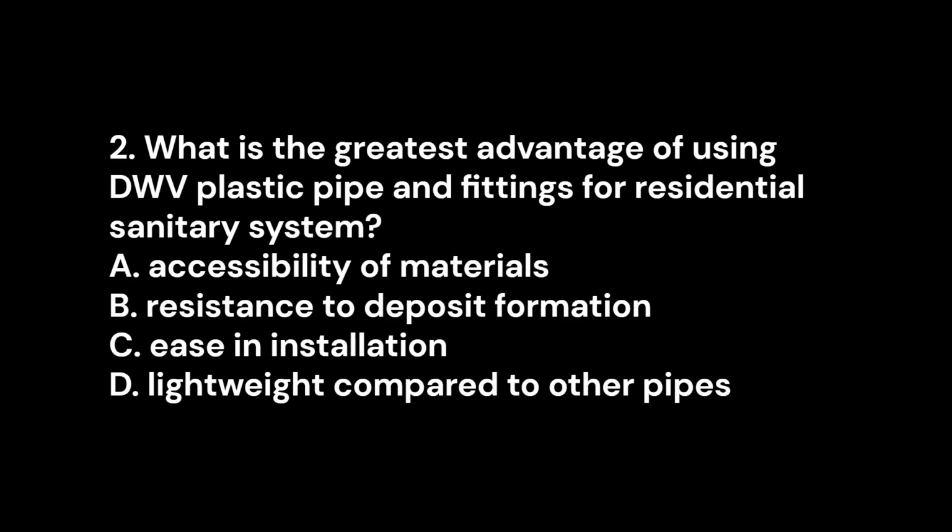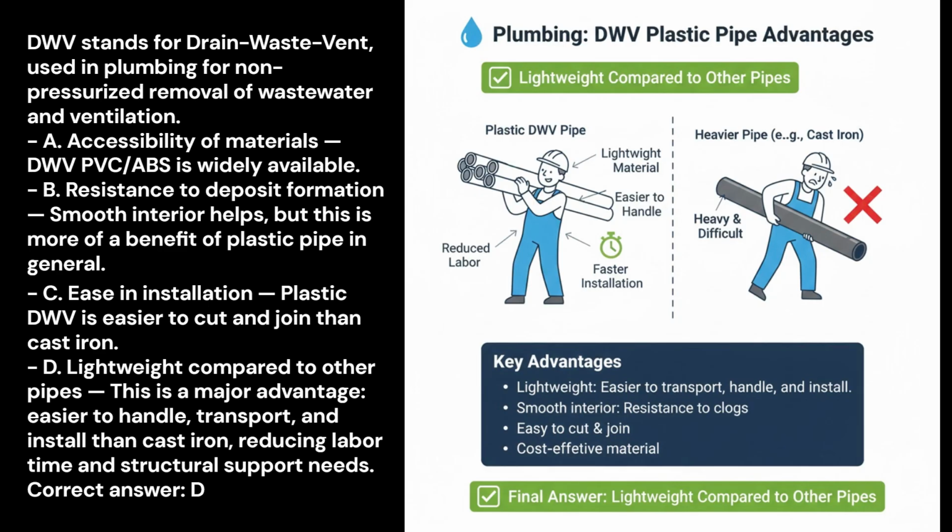Number 2. What is the greatest advantage of using DWV plastic pipe and fittings for residential sanitary system? A. Accessibility of materials. B. Resistance to deposit formation. C. Ease in installation. D. Lightweight compared to other pipes. Let's break this down. DWV stands for Drain Waste Vent, used in plumbing for non-pressurized removal of wastewater and ventilation.